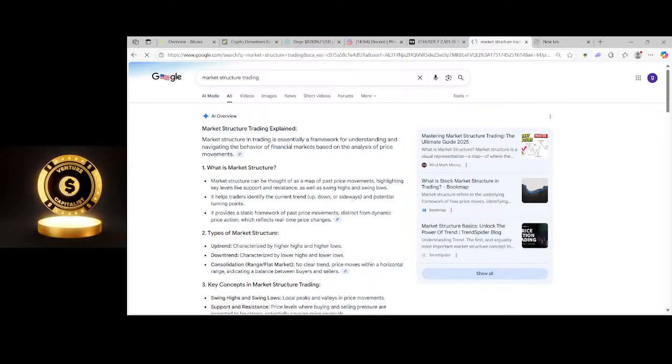So market structure explained. For new people, if you're new to crypto, market structure is essentially a trading framework for understanding and navigating the behavior of financial markets based on analysis of price movements. Now, I teach a system called price action and volume, where I wrote an ebook called Volume Is King. I should put the ebook back up and let you guys buy it so you can go read and figure out what I'm talking about.